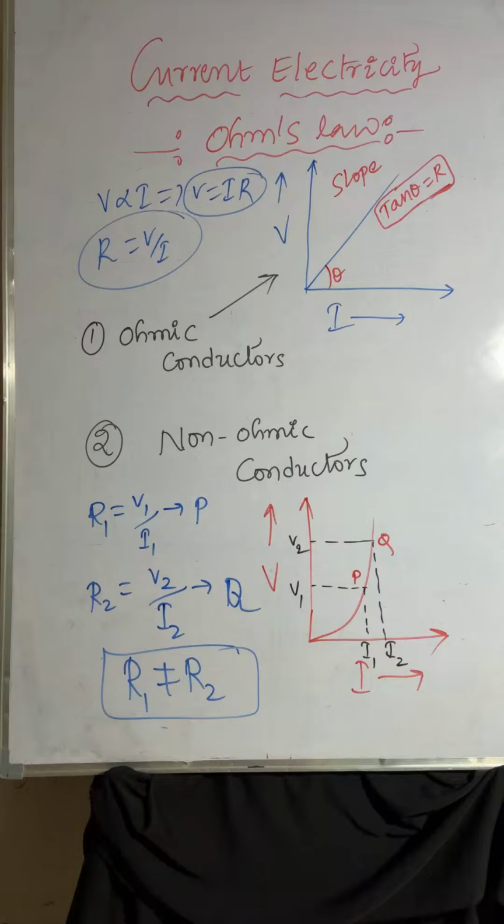So ohmic conductors are the conductors which obey Ohm's law. The conductors which do not obey Ohm's law are called non-ohmic conductors. I hope it is very clear. Understood or not? This is about Ohm's law. Next one.